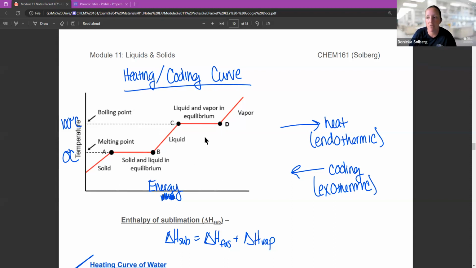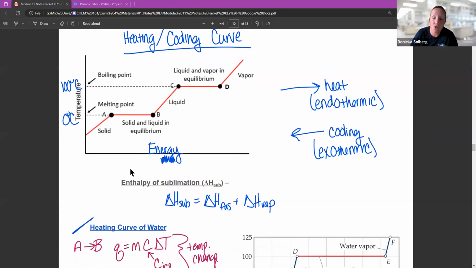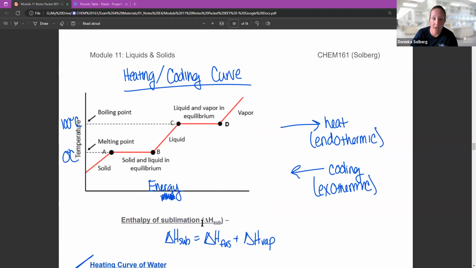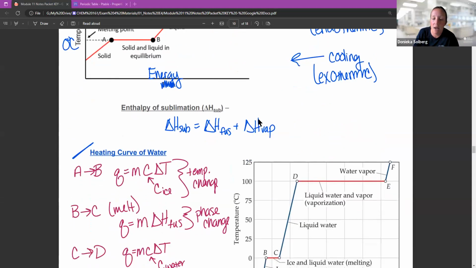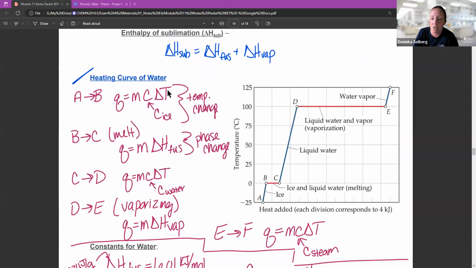So these can be kind of long ones, all right? So you've got to read carefully, and I would draw one of these heating and cooling curves before you actually get into it. Okay? And in case you were wondering, the enthalpy of sublimation is actually just the enthalpy of fusion and the enthalpy of vaporization together, because you're just doing both at the same time. Okay? So I'm going to show you how to use this. These are the calculations. I'm going to give you the constants, and then I'm going to walk through a couple of these with you.